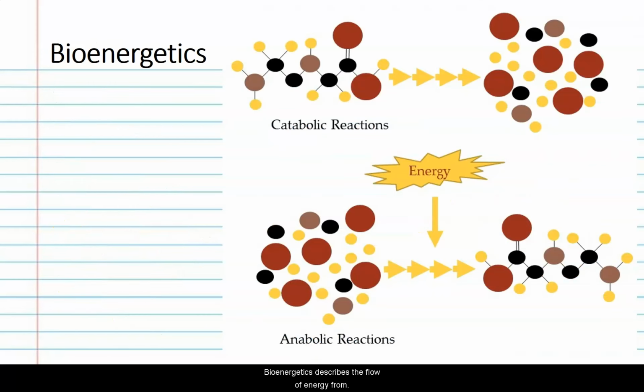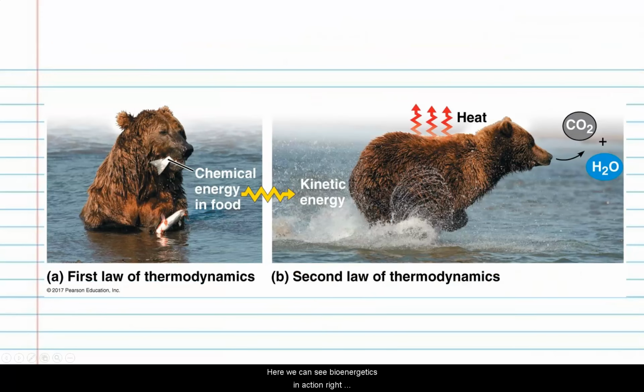Bioenergetics describes the flow of energy from one set of chemical reactions, our catabolic reactions, to our anabolic reactions, our endergonic reactions. Here we can see bioenergetics in action. So here we have a bear. In order for that bear to survive and do what it needs to do, it needs to consume food, and it's consuming, it looks like, a salmon.